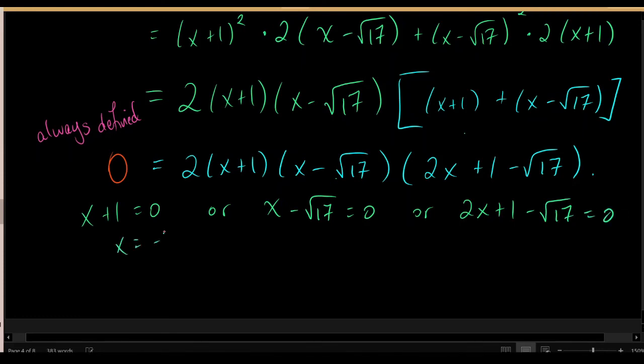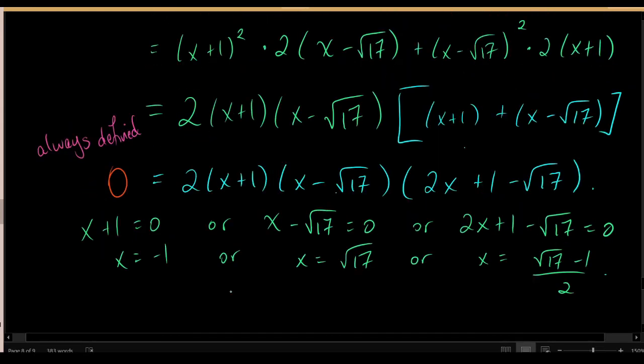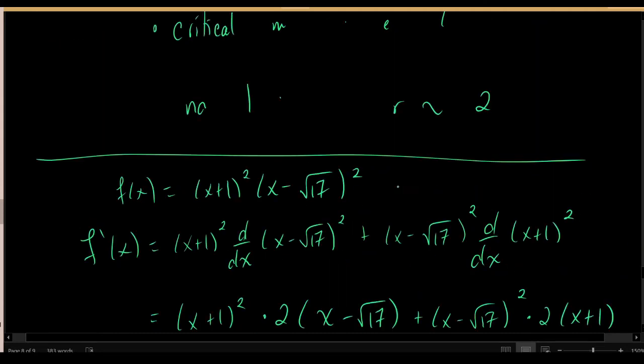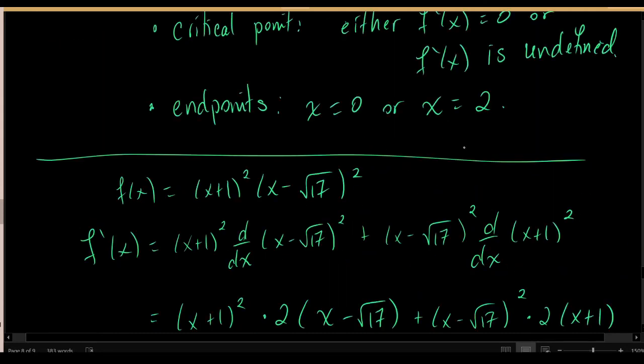So x could be equal to minus 1, or x could be equal to root 17, or x could be equal to root 17 minus 1 over 2. So at this point, we have obtained 5 possible locations for the global max and global min. These 3 critical points, as well as these 2 endpoints, 0 and 2.